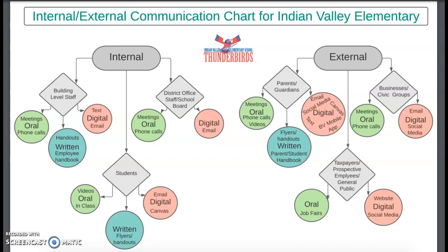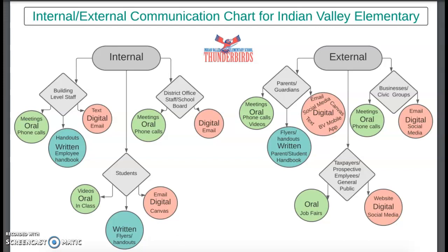I thought about breaking up the building level staff into a couple of different groups, maybe certified versus classified staff, but I didn't do that because when I really thought about the modality of communication that we'd be using, I felt like they'd be the same. So I just kept that as one big group of building level staff.